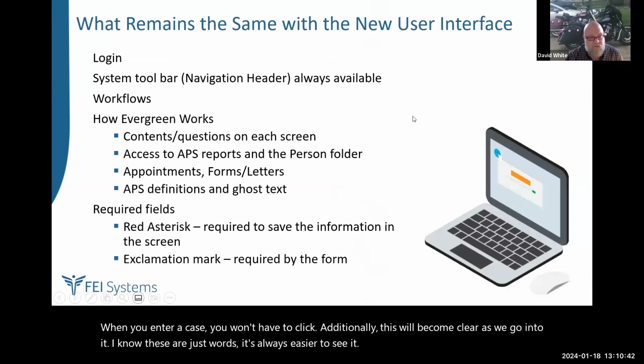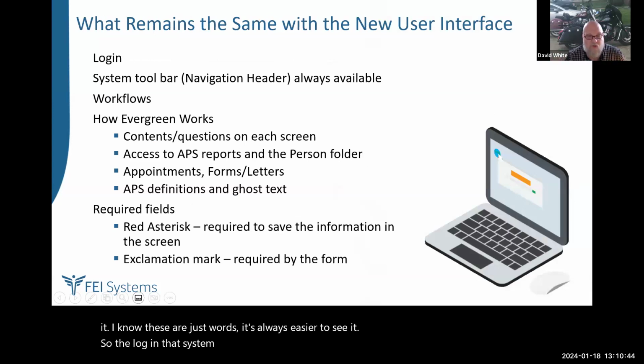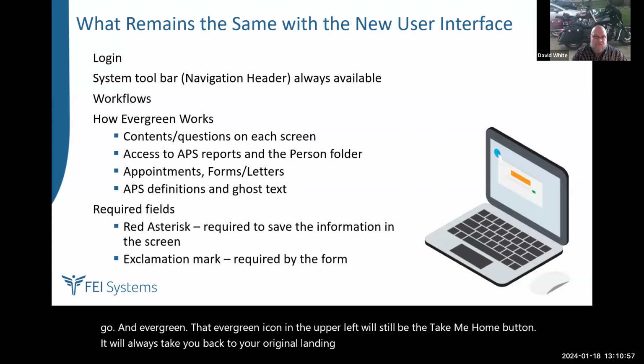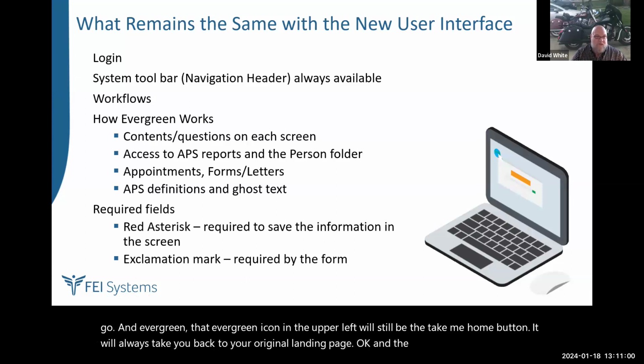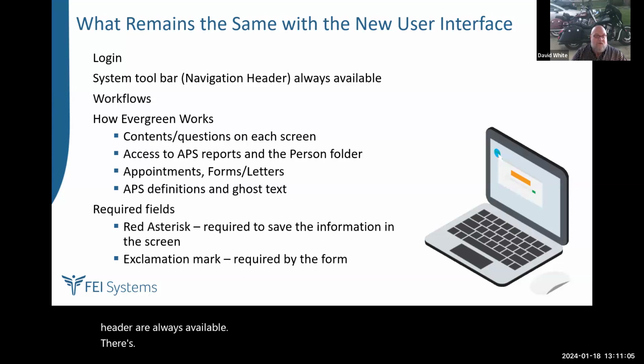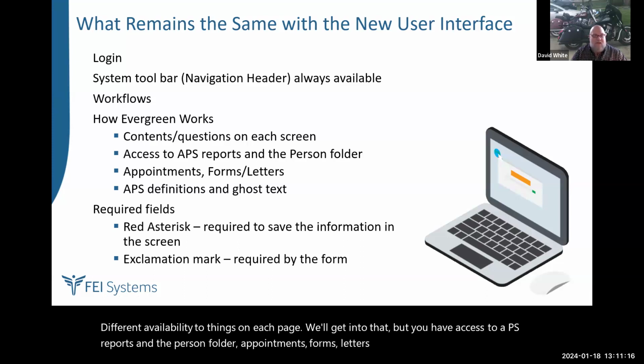So the login, that system toolbar at the top, as always, will always be there no matter where you go in Evergreen. That Evergreen icon in the upper left will still be the Take Me Home button. It will always take you back to your original landing page, okay? And the navigation bars in that header are always available. There's different availability to things on each page. We'll get into that. But you have access to APS reports in the person folder, appointments, forms, letters, APS definitions. There's all kinds of things coming up, and we'll show that to you in a minute.